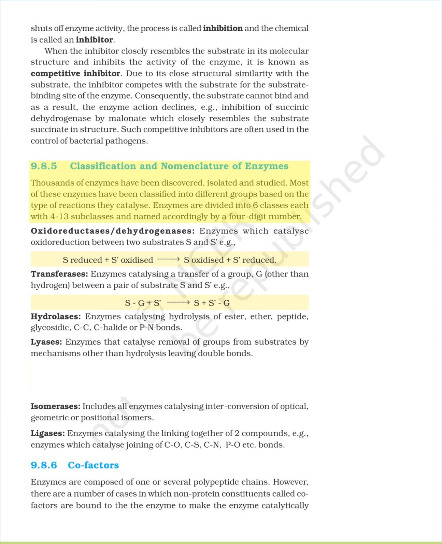9.8.5 Classification and nomenclature of enzymes. Thousands of enzymes have been discovered, isolated, and studied. Most of these enzymes have been classified into different groups based on the type of reactions they catalyze. Enzymes are divided into 6 classes, each with 4 to 13 subclasses and named accordingly by a 4-digit number.